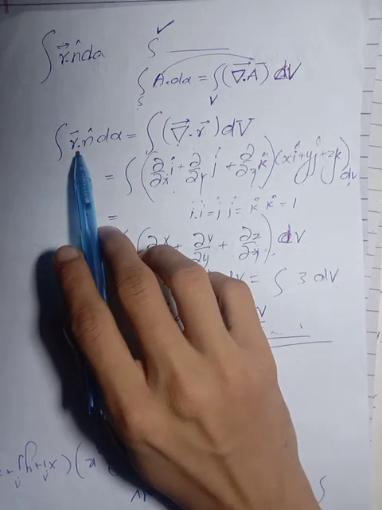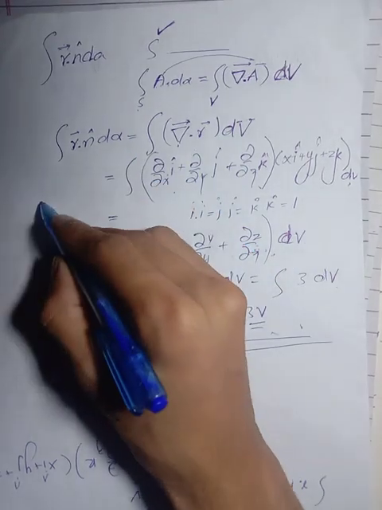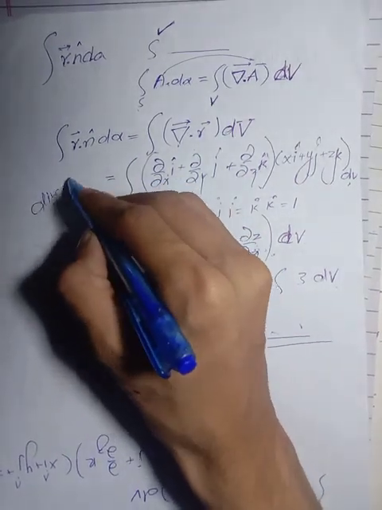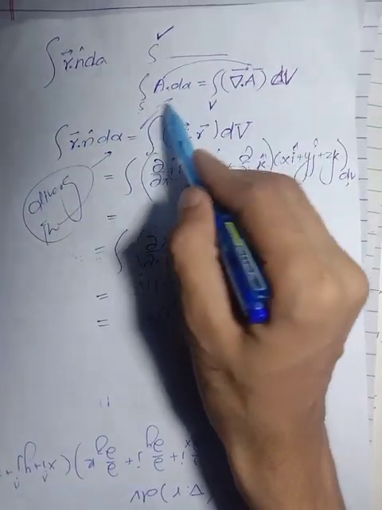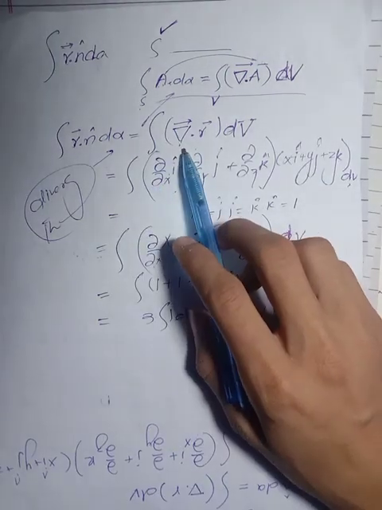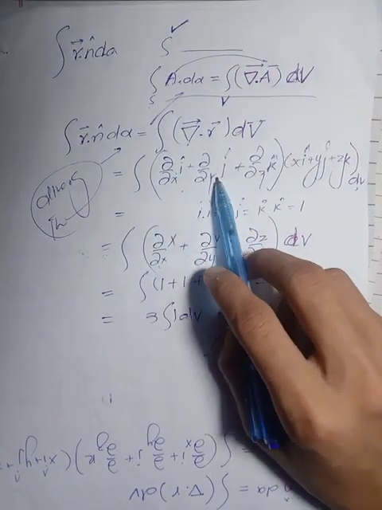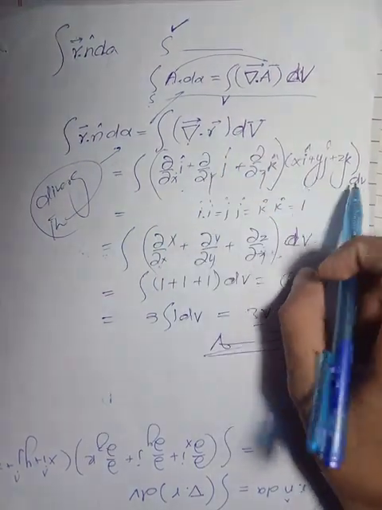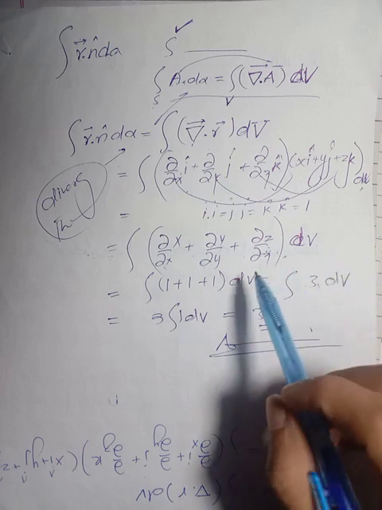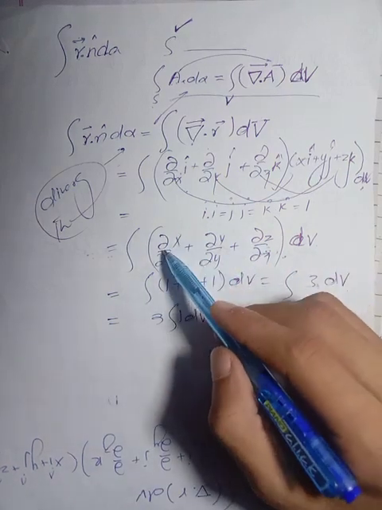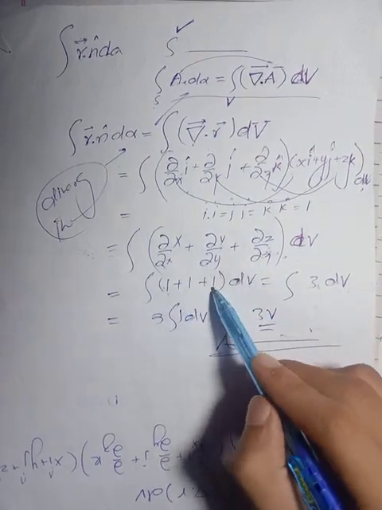We have to evaluate this where S is a closed surface. We will use the divergence theorem, which is this. We put the value of the del operator, partial over partial x i, partial over partial y j, partial over partial z k, and the value of R with respect to dV. Multiplying these terms with i i, j j, k k, the partial derivatives with respect to x, y and z give 1 plus 1 plus 1, which is 3. It is a constant.